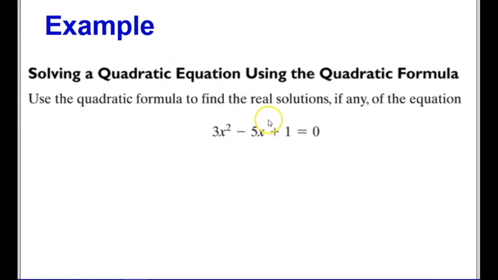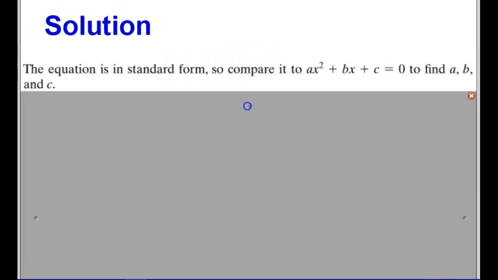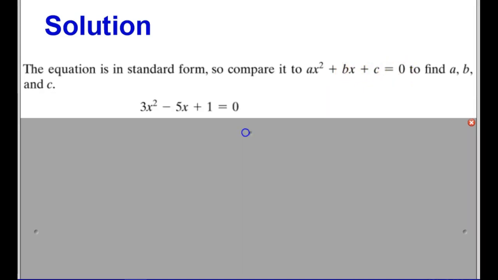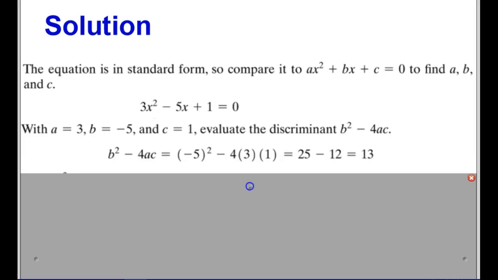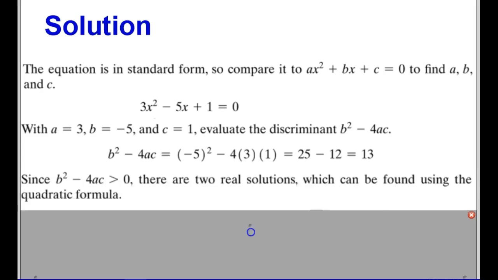So here we're going to go ahead and use the quadratic formula on this quadratic. Okay? So I always want to make sure I'm in standard form. So I look like ax squared plus bx plus c. Then I can find my a, b, and c. So I see here my a is 3, my b is negative 5, and my c is 1. And so now I can check out my discriminant. So I just plug in those values, and I get 13. 13 is greater than 0, so I know I'm going to have two solutions.